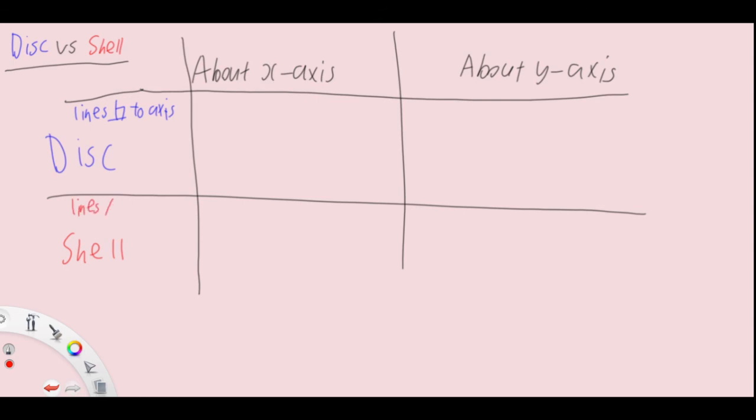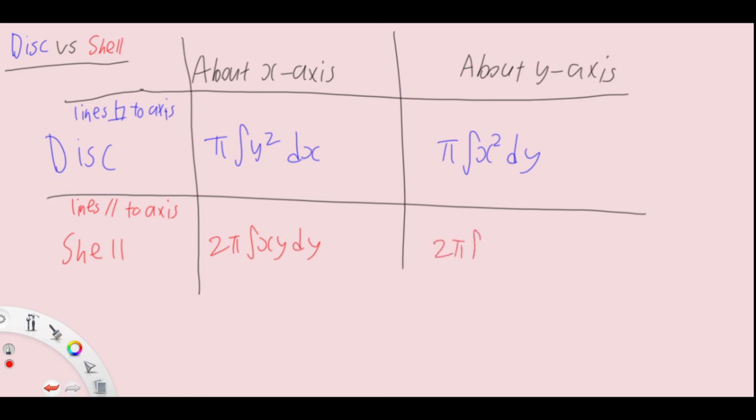Lines parallel to the axis. For the disc method, if you're rotating about the x-axis, it will be pi y squared dx. For the y-axis, it will be pi x squared dy. For the shell method, about the x-axis, it will be 2 pi xy dy. For the y-axis, it will be 2 pi xy as well, but this time it will be dx. So there we have it: the differences between the disc and shell method and when to use either method.